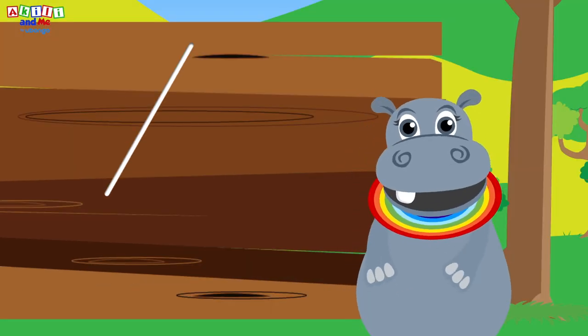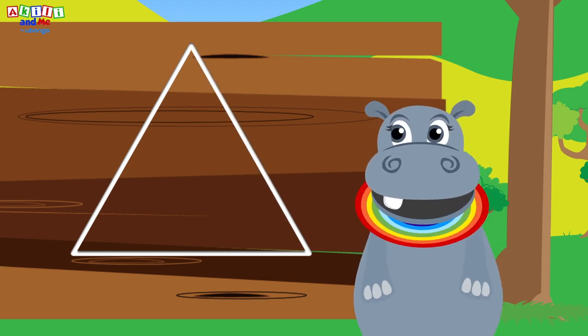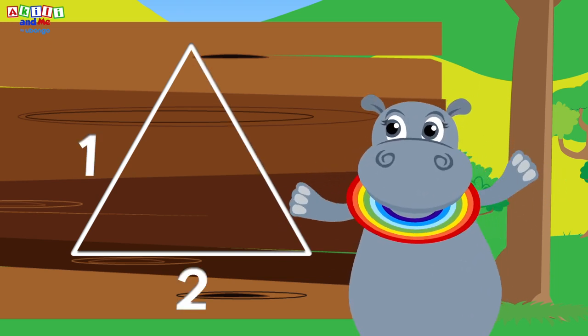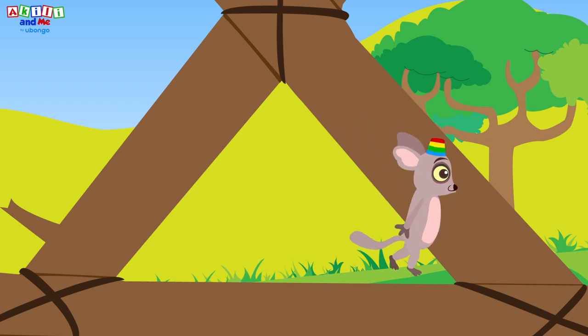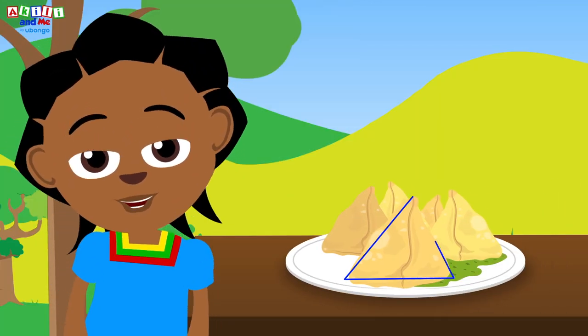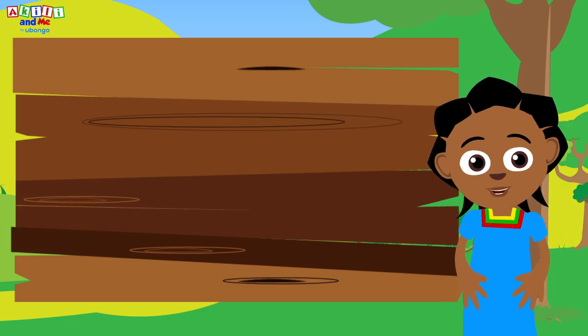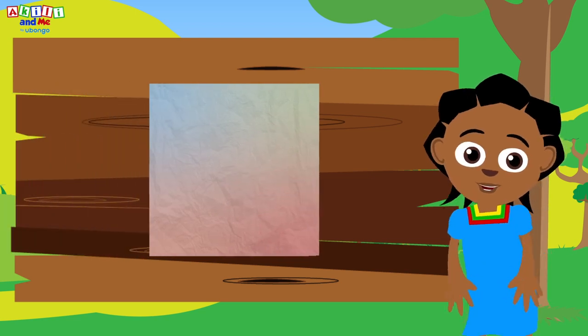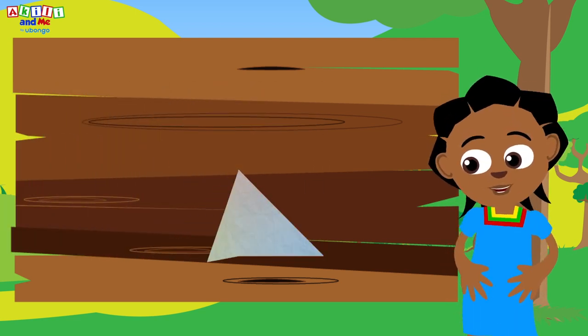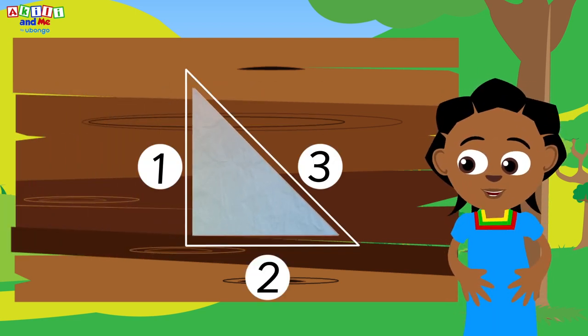One, two, three. A triangle has three sides. They're easy to count. One, two, three. There are many triangles. For example, some roofs have three sides. Let us count. One, two, three. You can get a triangle by folding a paper. If you fold it, we get three sides.